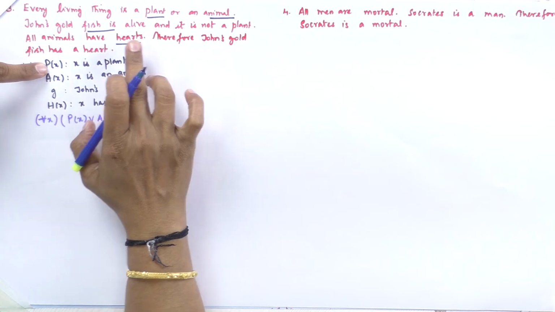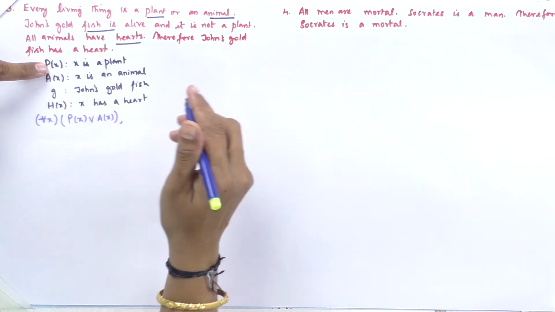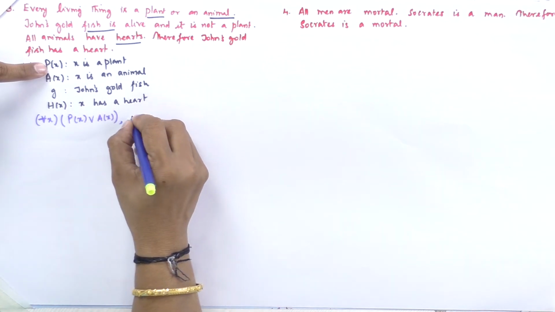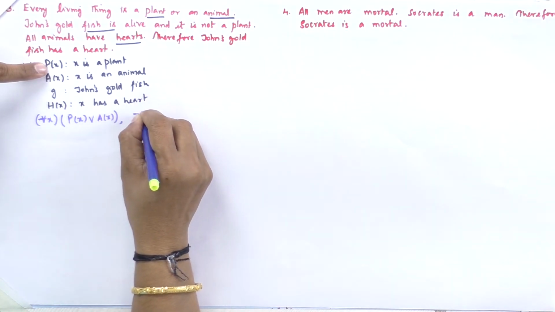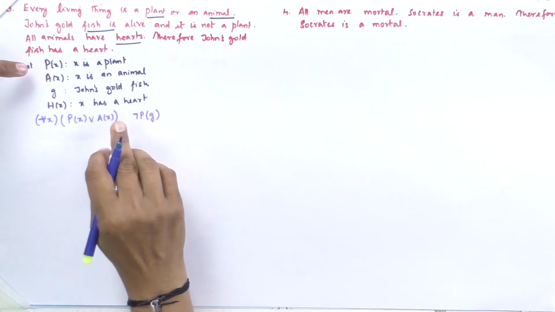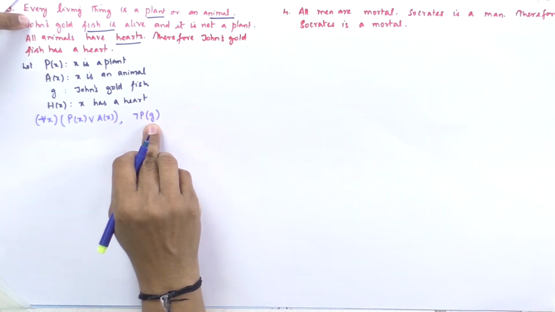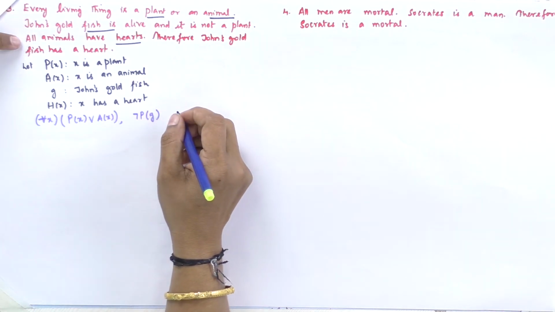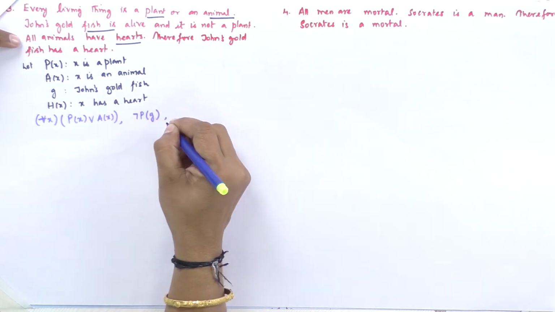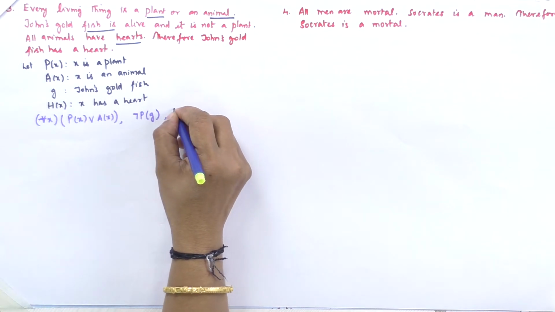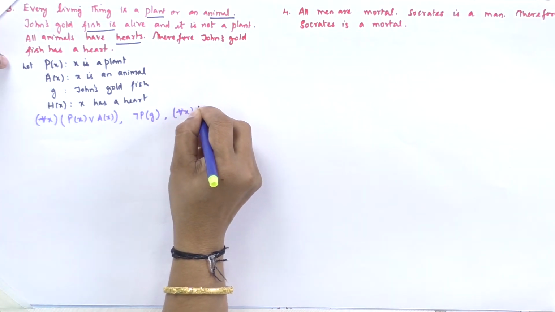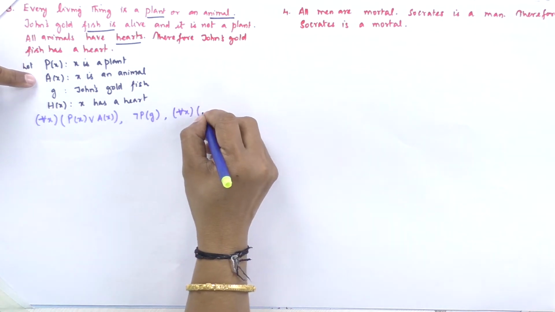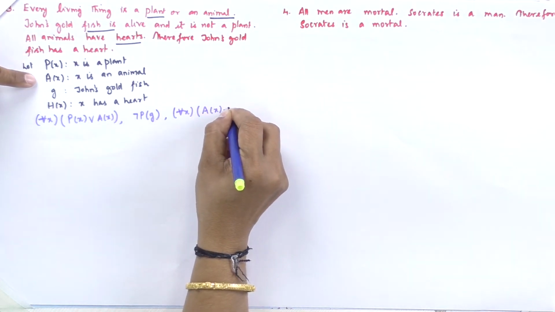And here what we have said is that John's goldfish is alive and it is not a plant. So the predicate term here is not a plant, not P of G, right? So John's goldfish is alive and it is not a plant. This is what all animals have: hearts. So all animals, which means that we have here for all x, all animals have hearts. So if it is an animal A of x, then definitely it will have a heart, right?